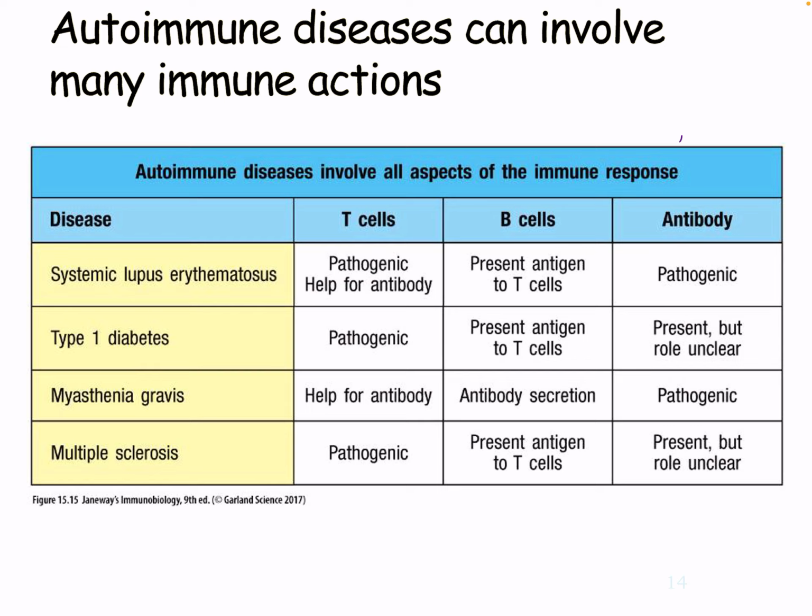So, autoimmune disease can involve many actions. We can see here a list which involves many aspects of the immune system. For example, in SLE, T cells can be pathogenic and help produce antibody. B cells present antigen to T cells, and the antibodies are pathogenic. In type 1 diabetes, T cells can be pathogenic. The B cells present antigen to the T cells, and the antibody is present but has an unclear role. An example we can see is myasthenia gravis and multiple sclerosis.